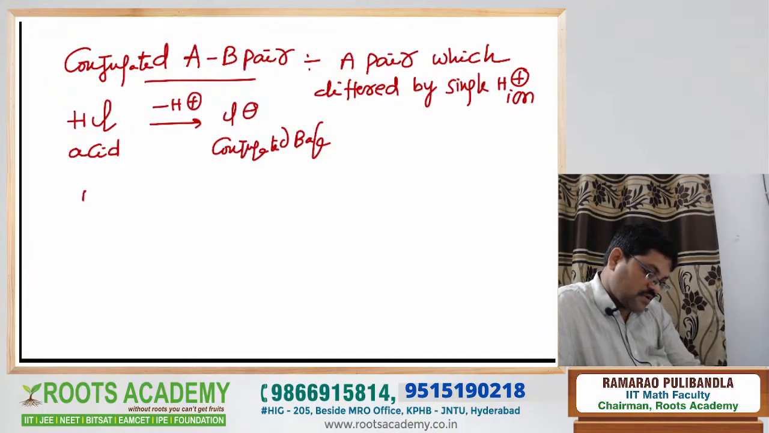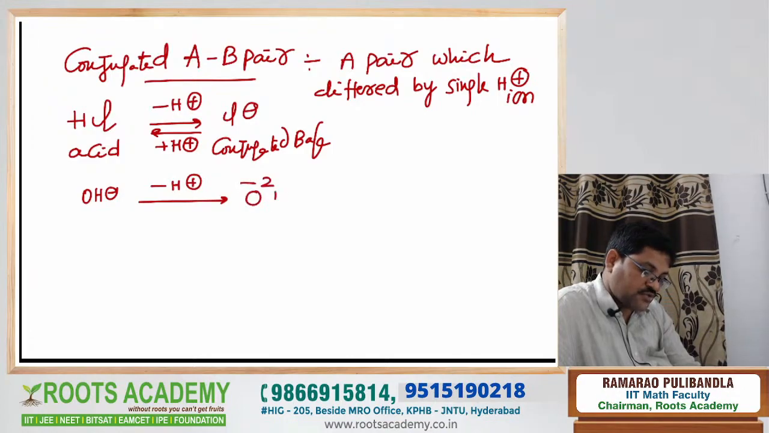Take the example of the OH minus. So I should do this again, adding H plus. It's a reversible reaction: the OH minus, by loss of the H plus, forms O minus 2 ion. What do you get, students? O minus 2 ion.